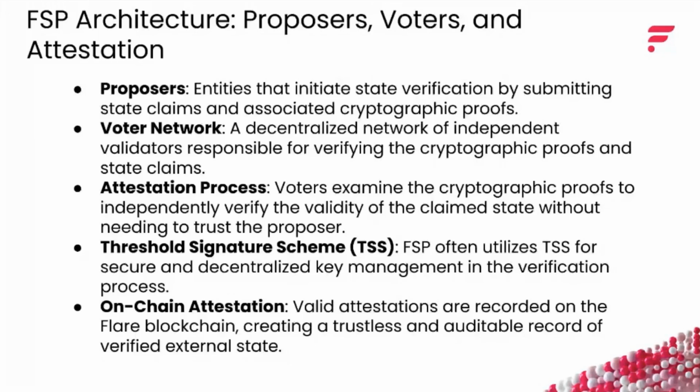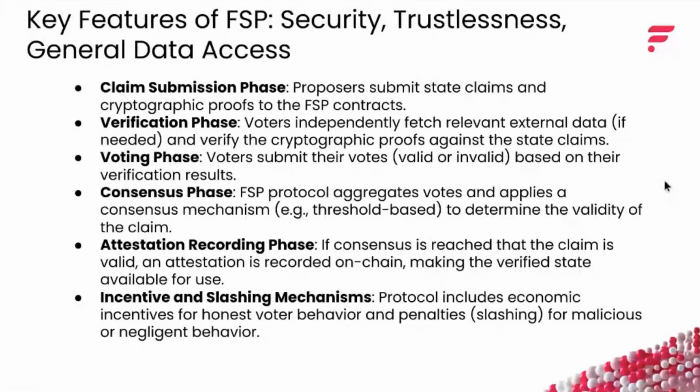And then once a claim is verified through the voter consensus and cryptographic validation, a valid attestation is recorded on the Flare blockchain. This on-chain attestation process creates a trustless and auditable record of the verified external state, which can then be reliably used in smart contracts. Okay, and it's a lot to take in all at once, and that's why I'm going to direct you towards the docs after this. But it's important to get at least a general and high-level overview of it.